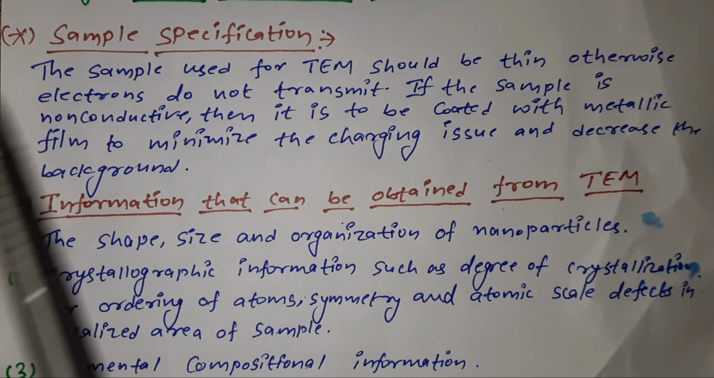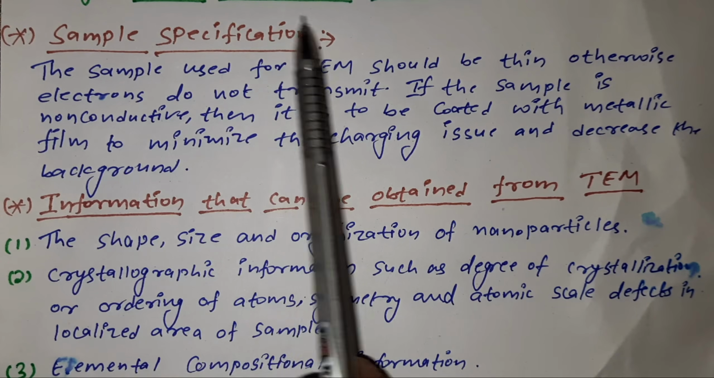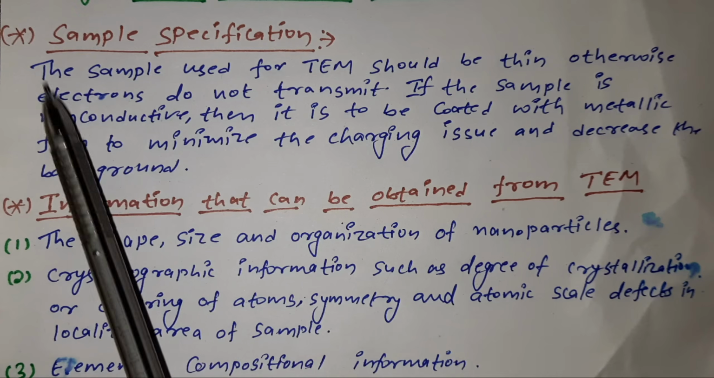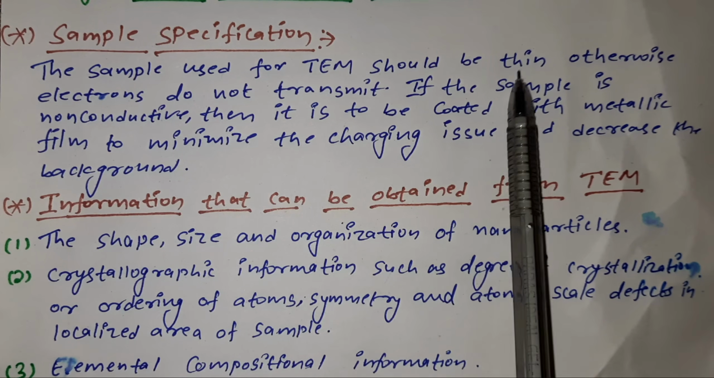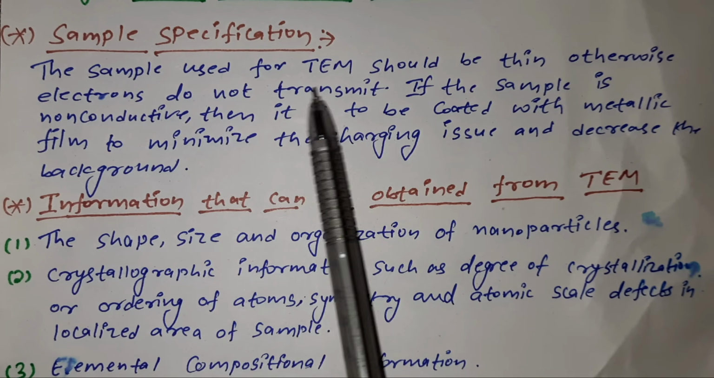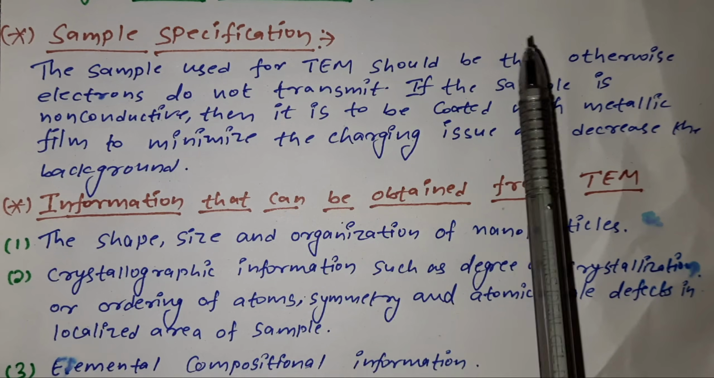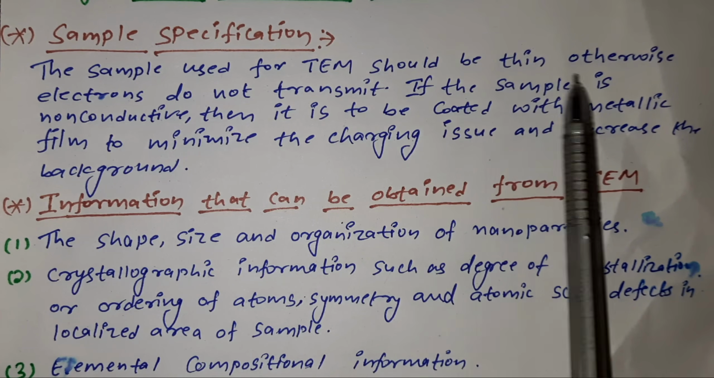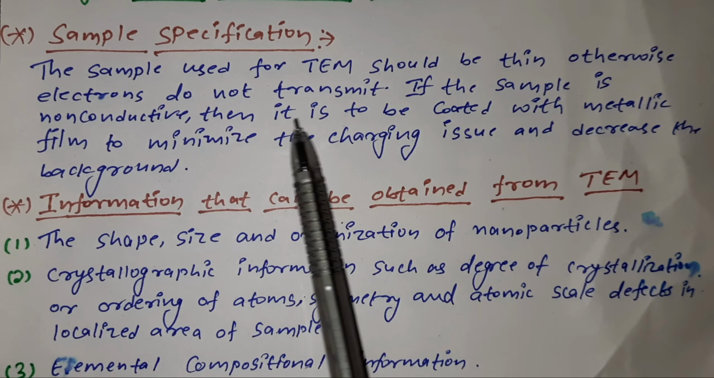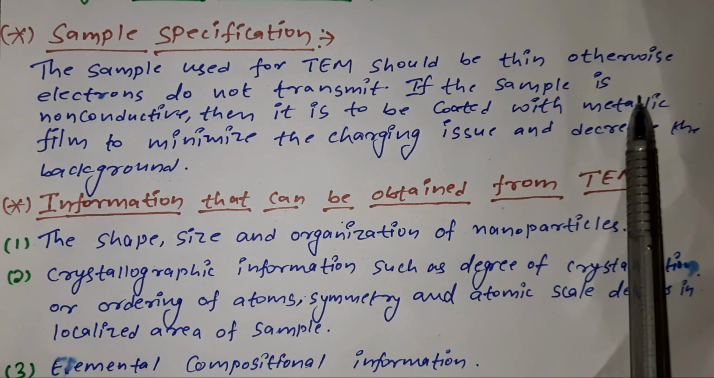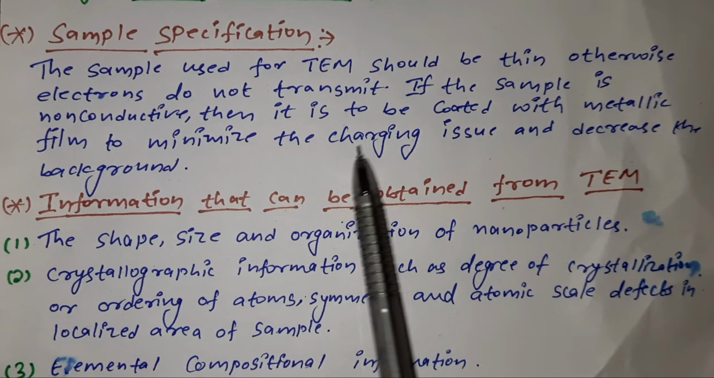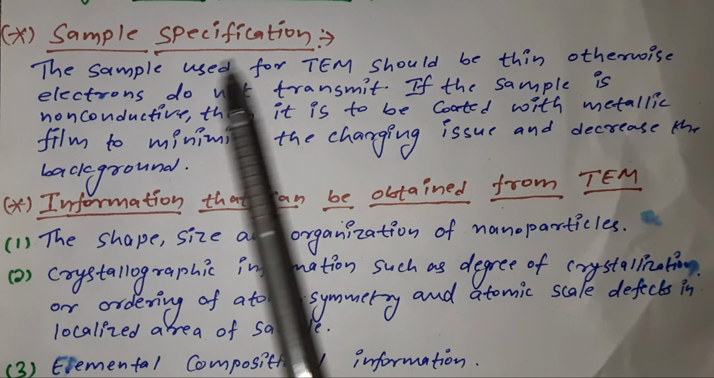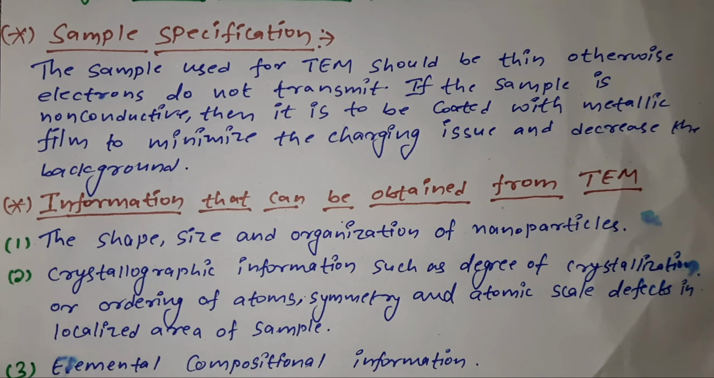Now let's see the sample specification, that means what type of sample is required for TEM. The sample used for TEM should be thin, otherwise electrons do not transmit. So the first requirement is that the sample should be thin. If the sample is non-conductive, then it is to be coated with a metallic film to minimize charging issues and decrease the background. So the sample should be conductive.